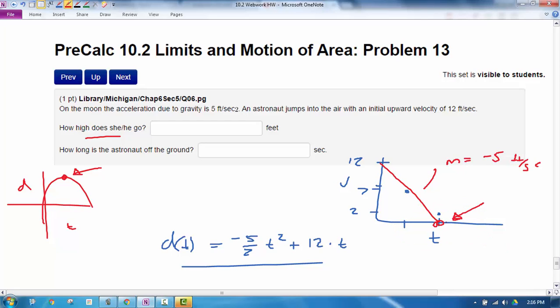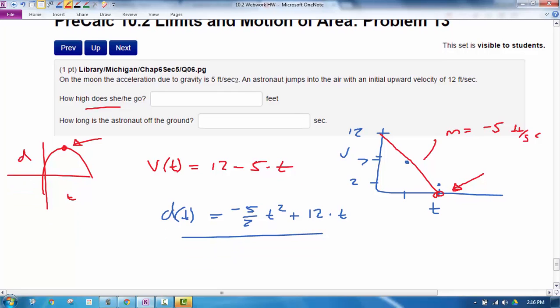I want to set this equation for velocity. Let me write that equation for velocity in terms of time, which we start off at 12 and we subtract 5 feet per second squared per second, which should be the same thing that we get when we take the derivative of this. So if you take the derivative of distance by multiplying the 2 down and using the power rule, you'll get this, just to tie it into what we learned about in 10.1. So there's our velocity time function, and how high do we go?